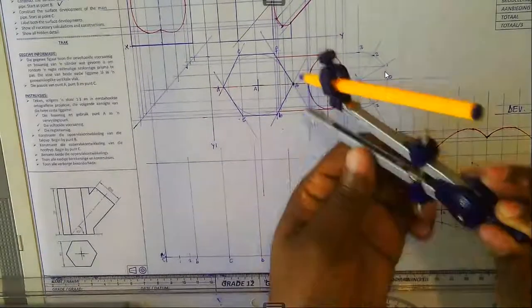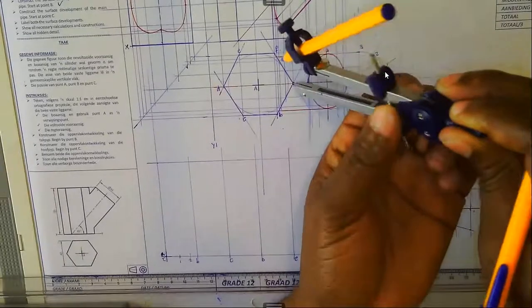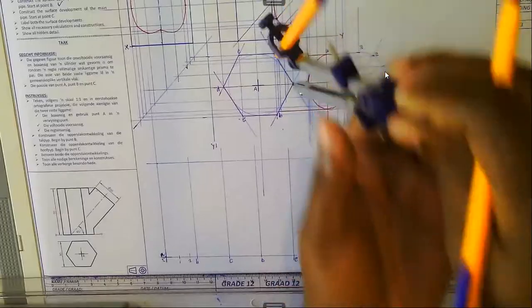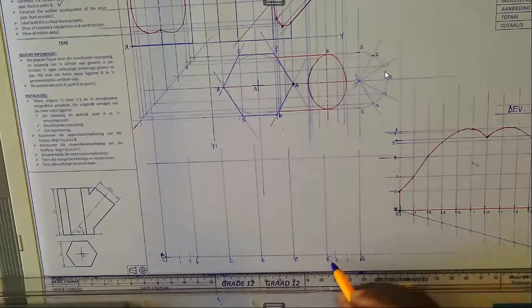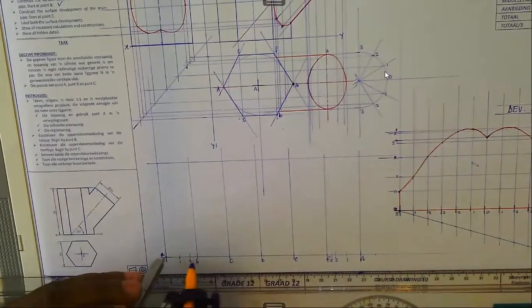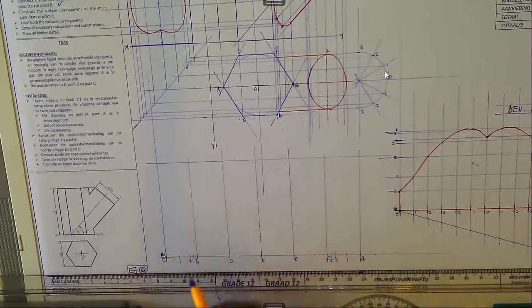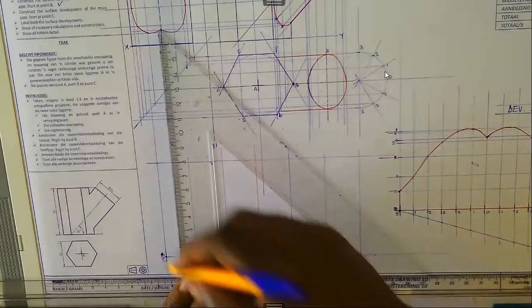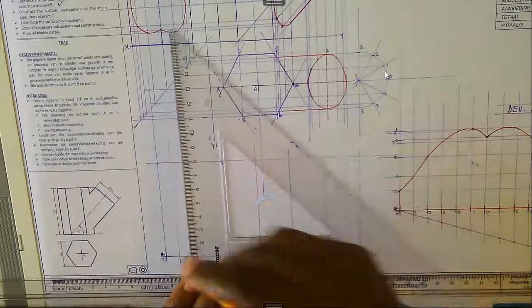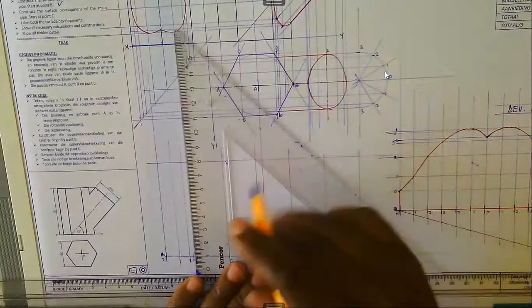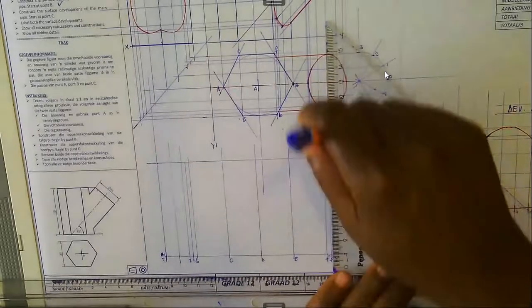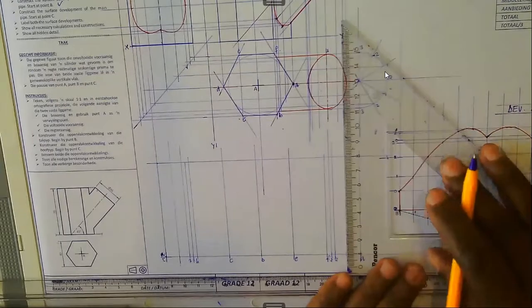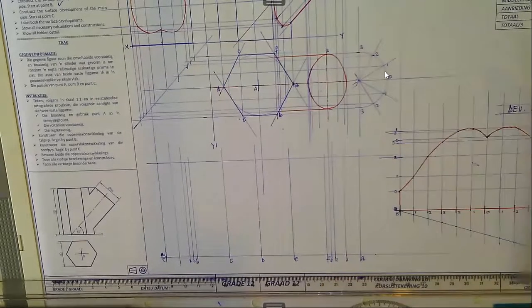Last but not least, you take this distance, which is A towards point F to get number 3, but you also come here and mark. So that's your number 3. You do the same this side, you mark like that, that is also number 3. You take these and project them upwards like that, like that. There you go.